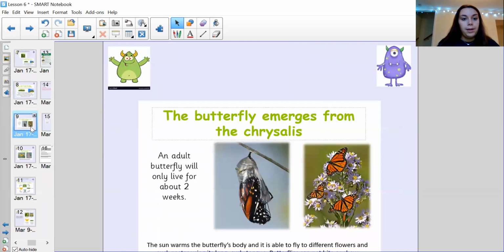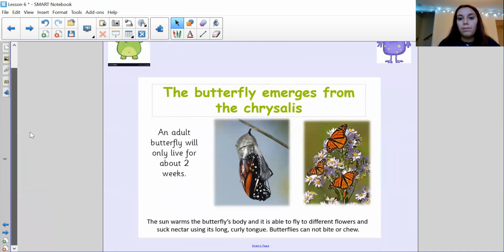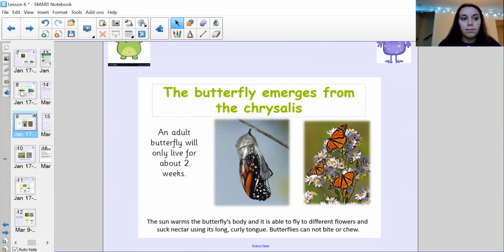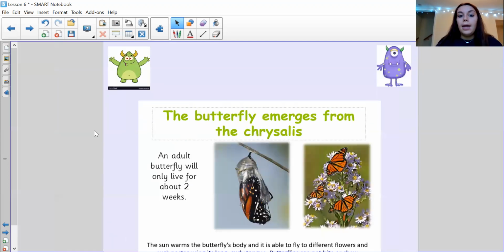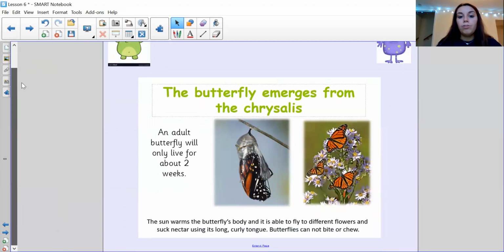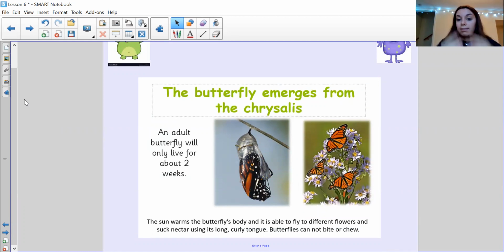We've spoken about that one. Then the butterfly becomes a chrysalis. So it turns into a chrysalis that hangs from a tree. Chrysalis is one of our key words, so see if you can pronounce chrysalis. And that is the hanging shell that the caterpillar grows in. The butterfly then emerges and changes from a caterpillar into a butterfly.